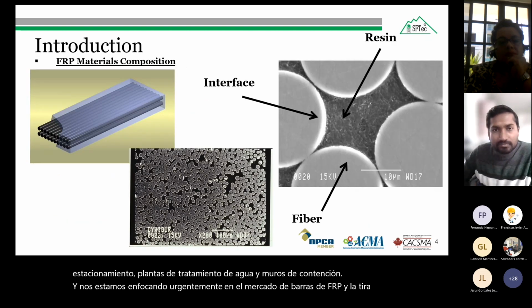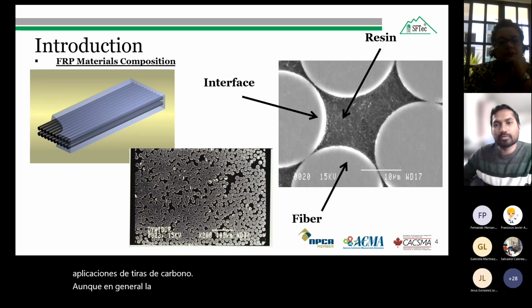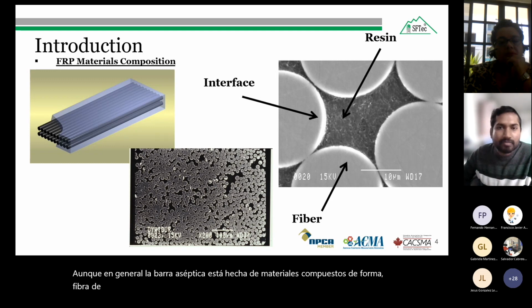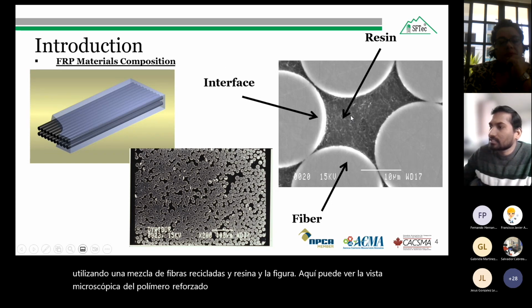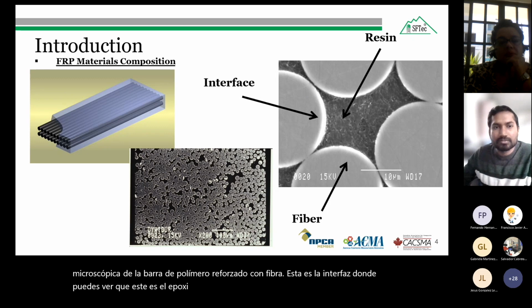Generally the SFTec bar is made from composite materials, fiberglass and carbon fiber, and it is manufactured by a pultrusion process using a mix of recycled fibers and resin. In the figure here, you can see the microscopic view of the fiber reinforced polymer bar. This is the interface where you can see the epoxy and the glass fibers or carbon fibers, whichever you are using.